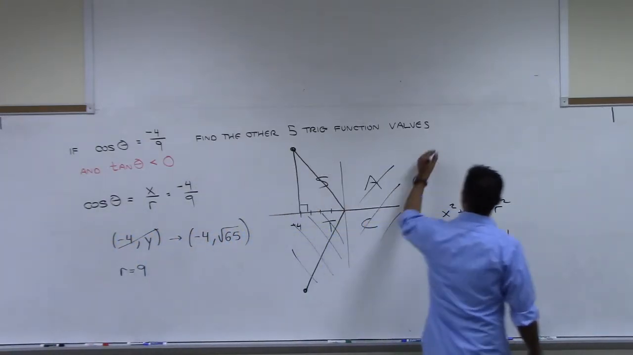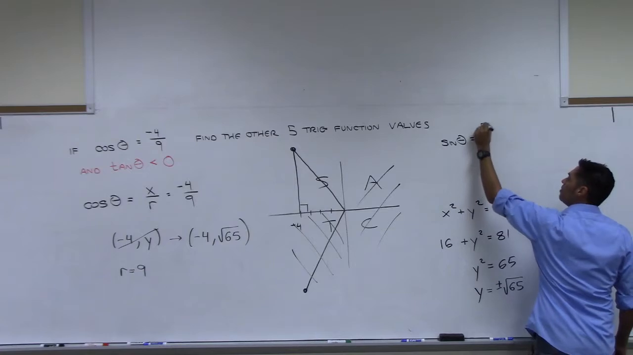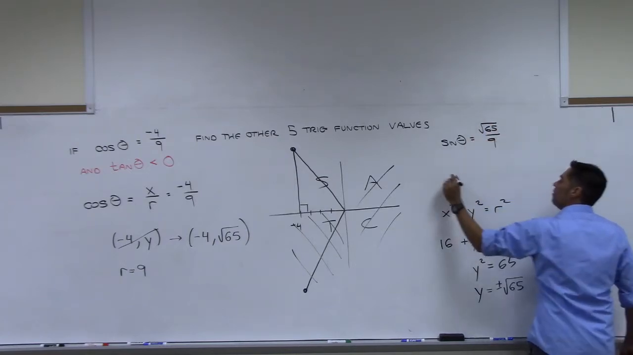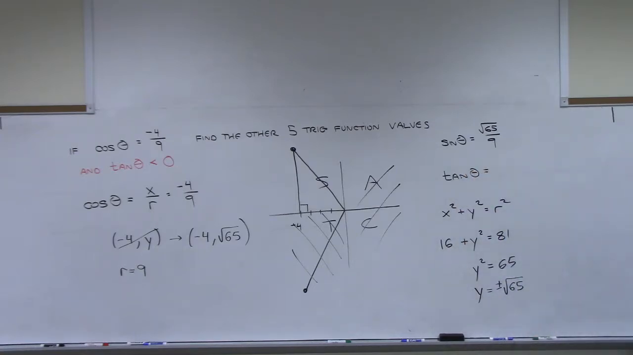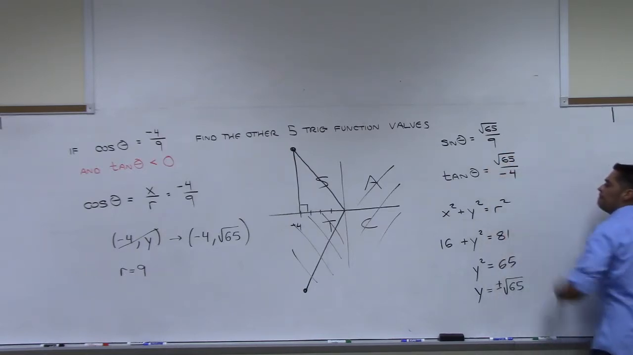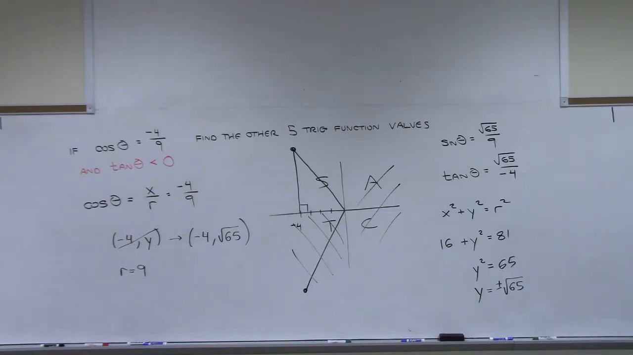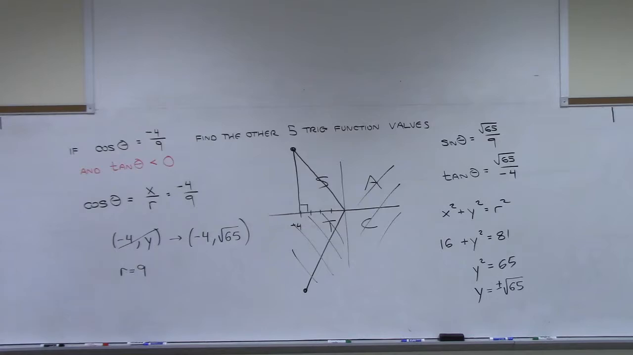What is sine theta? Sine theta is y over r. So root 65 over 9. What about tangent theta? Y over x. So y is root 65 over negative 4. Yes. And then cosine theta, well, we were given that, weren't we? X over r. The other three trig functions, we just flip all these answers over.